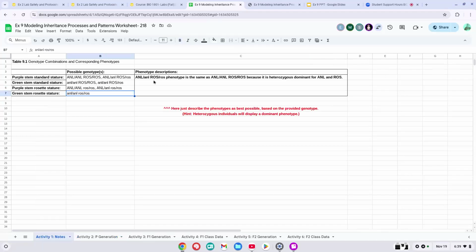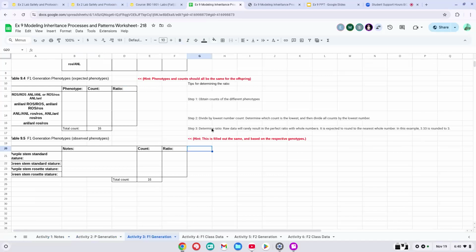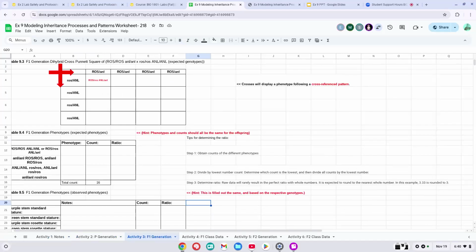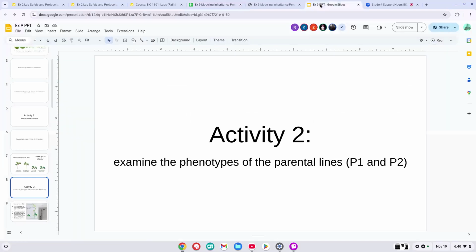Okay, and again, here you're just kind of describing them, right? And then here you're describing the phenotype based on the genotype. Now things are going to get a little bit more complicated, and this is where the breakout rooms are going to come in handy, okay?